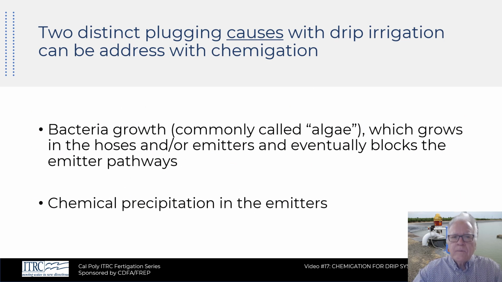So with drip irrigation, drip micro irrigation, there are two distinct plugging causes that can be addressed. One is bacterial growth inside the hoses and emitters, and it grows there and then can slough off. In the case of hoses, it can eventually block the emitter pathways. So this is not algae, which grows from the outside and then is introduced to the pumps. This is bacterial growth. And there are all types of bacteria that can cause a problem. The second one is chemical precipitation in the emitters. We also have, and I'll address it briefly, root intrusion that comes in from outside.